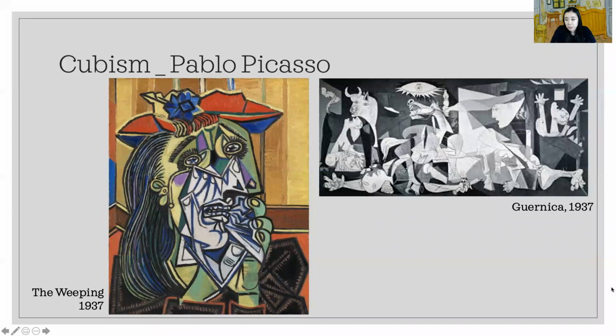On 26 April 1937, the Air Force of Nazi Germany bombed the Basque town of Guernica. The attack was carried out in support of General Franco's nationalist forces. It was one of the worst atrocities of the Spanish Civil War.